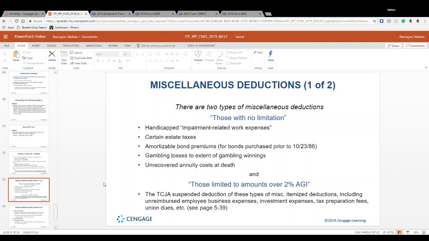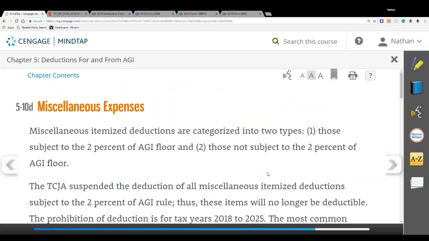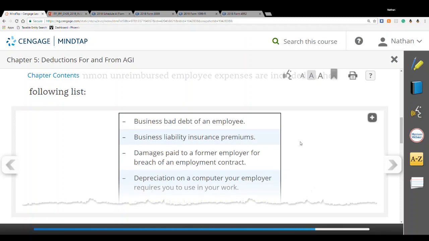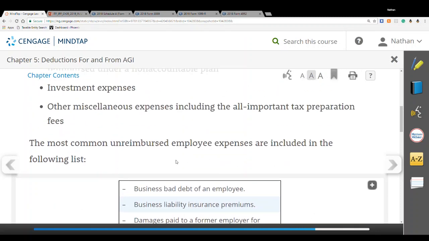Those that are limited to the amount over 2% of AGI. These were basically suspended by the TCJA, which bites. These actually included unreimbursed employee business expenses, which they got rid of, investment expenses, tax preparer fees, union dues, etc. There are so many. These unreimbursed employee expenses are included in the following list.